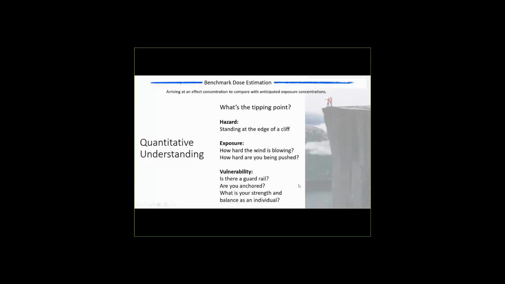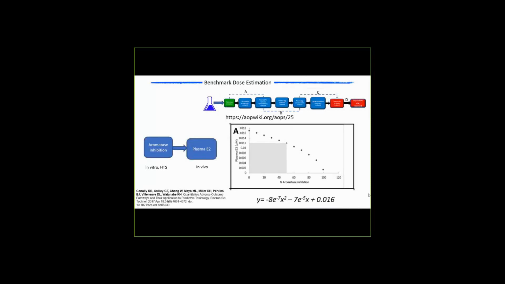And so we want to understand for AOPs how exposure interacts with that biological system, what factors may confer greater or lesser vulnerability to those stressors, and then how to assess whether we're at that tipping point or whether we're not going to get to that adverse outcome.